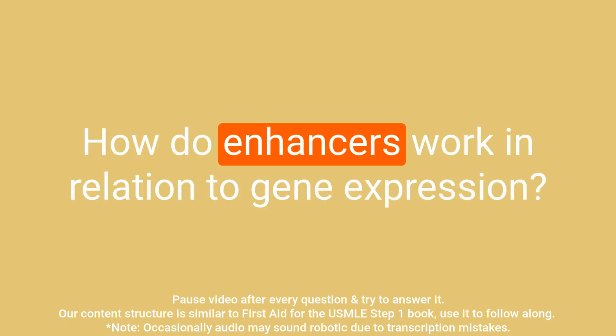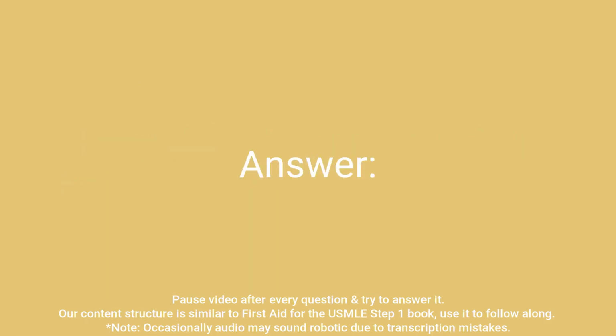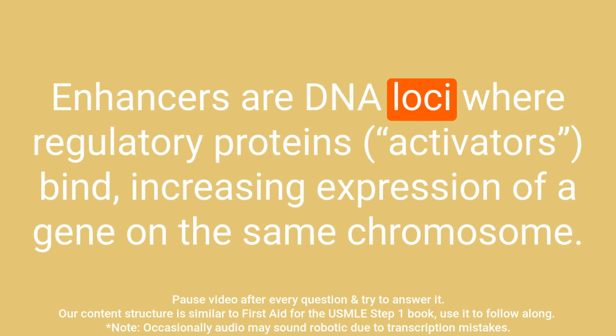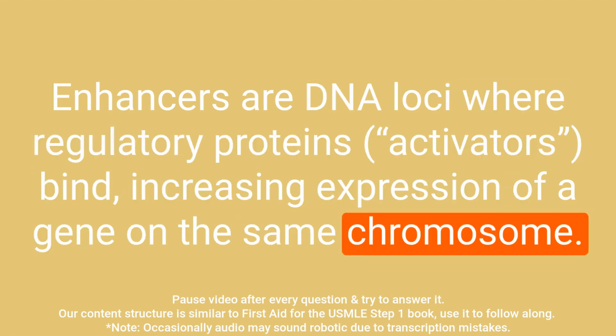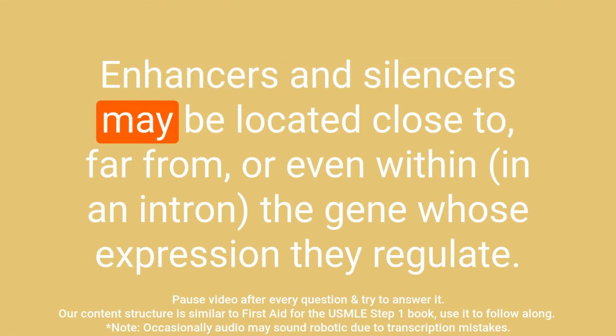Question: how do enhancers work in relation to gene expression? Answer: enhancers are DNA loci where regulatory proteins bind, increasing expression of a gene on the same chromosome. Enhancers and silencers may be located close to, far from, or even within the gene whose expression they regulate.